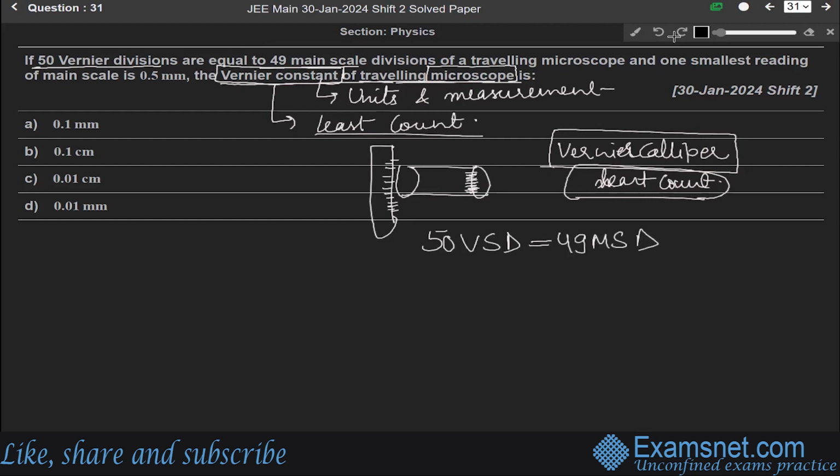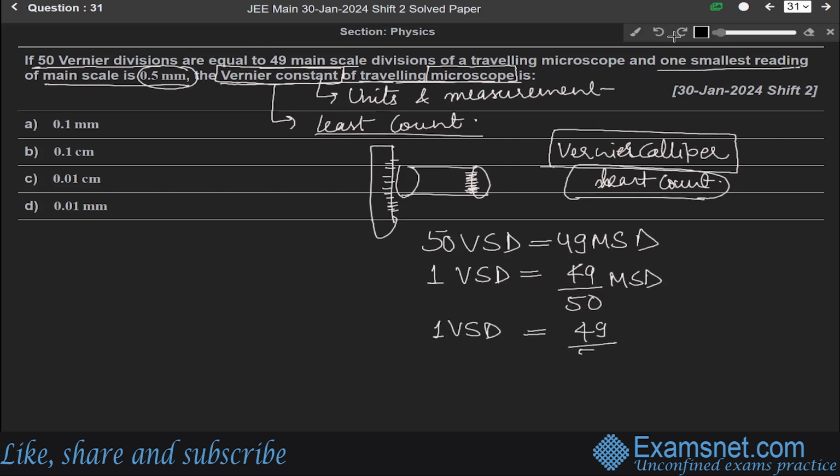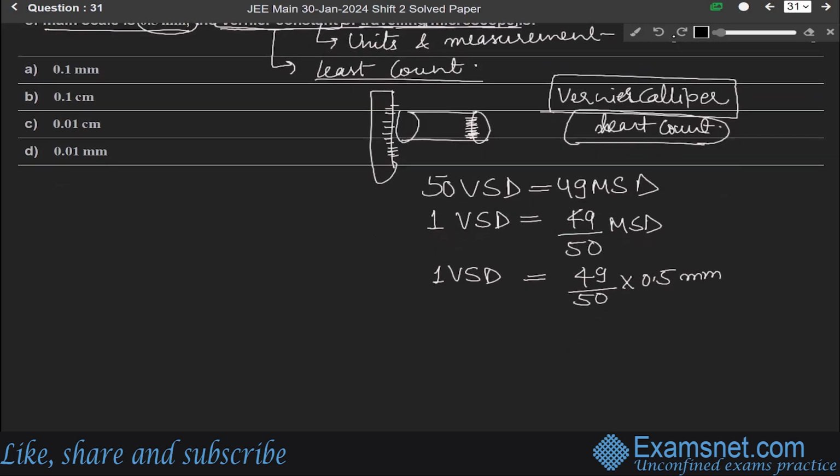That means one vernier scale division is equal to 49 over 50 main scale divisions, and according to the question, one smallest reading of main scale is 0.5 millimeter. So one vernier scale division is equal to 49 over 50 into 0.5 millimeter. Now we have to find the least count.